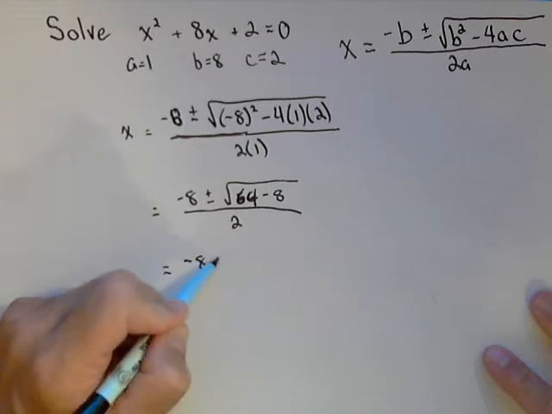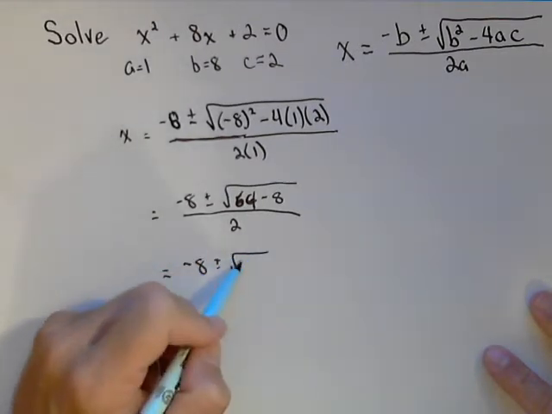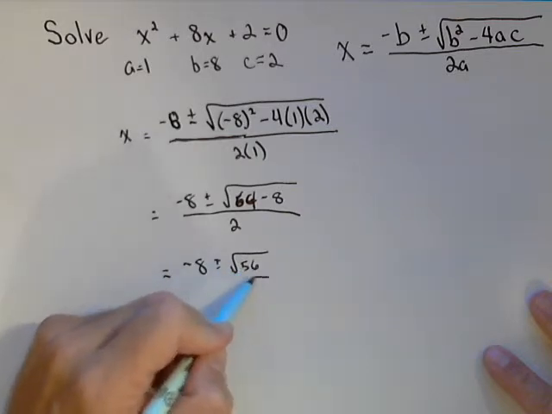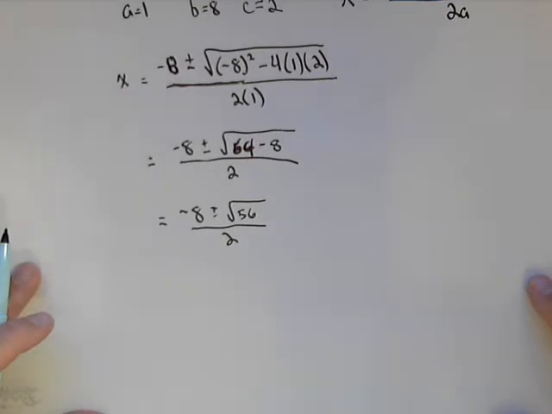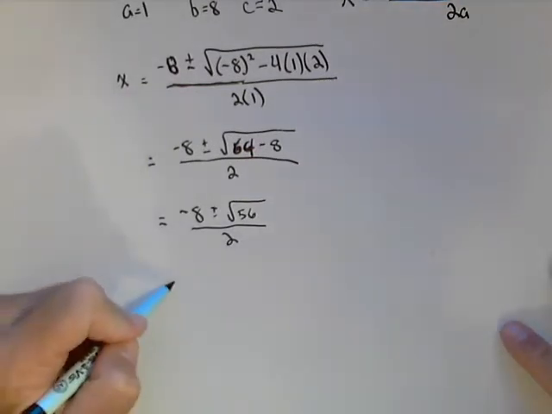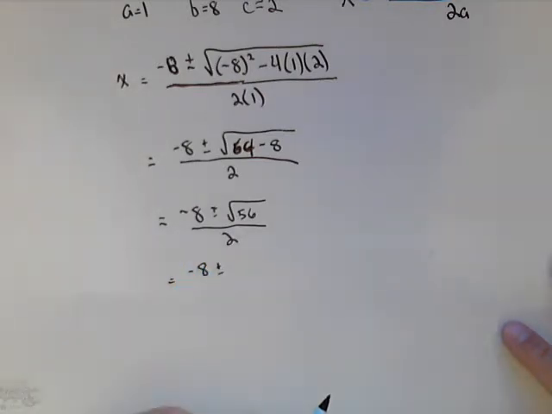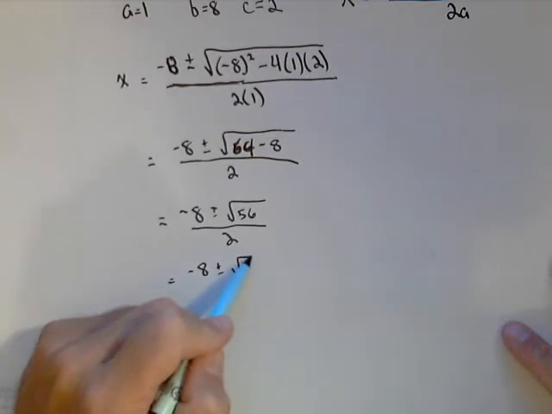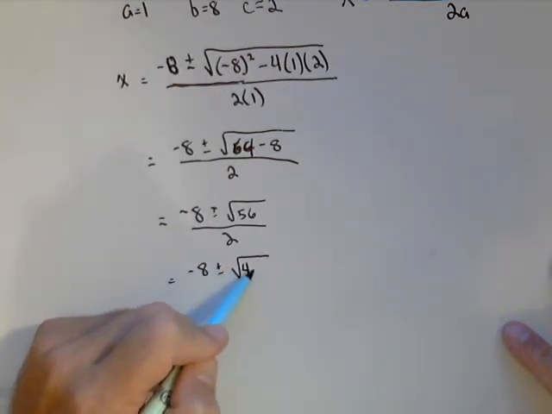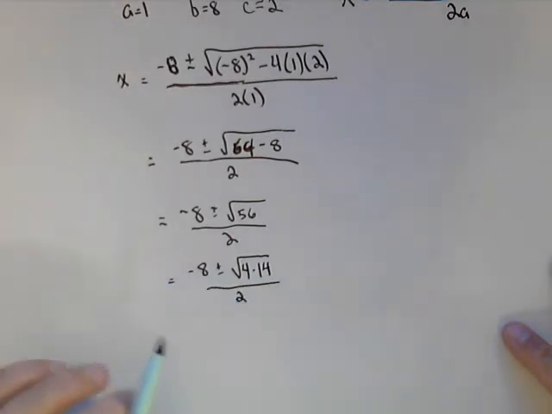Negative 8 plus or minus the square root of 56 all over 2. And now we're going to simplify completely. So what we want to do in that piece under the radical, since it's not a perfect square itself, we look to see if it has any factors that are perfect squares. So for instance, I can pull a 4 out of here and rewrite this as 4 times 14. Now, 14 can be factored further, but it has no perfect squares as factors, so that's as far as we need to go.